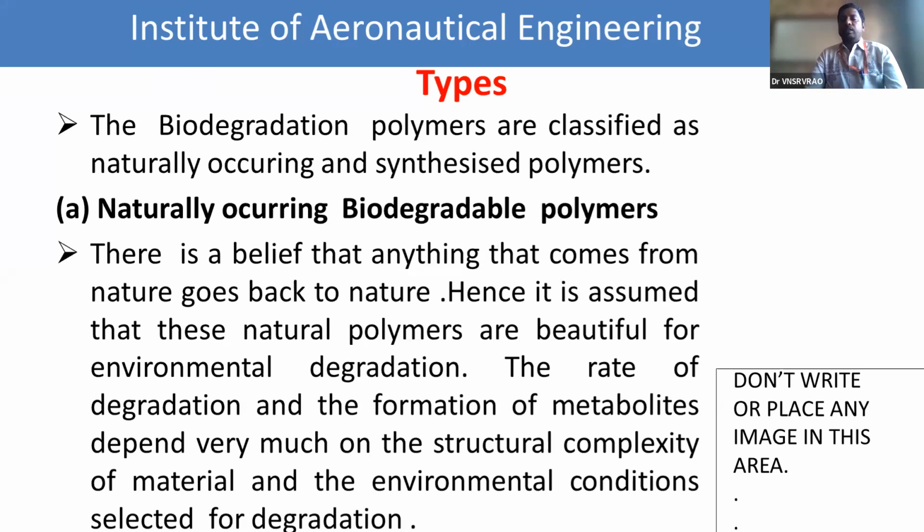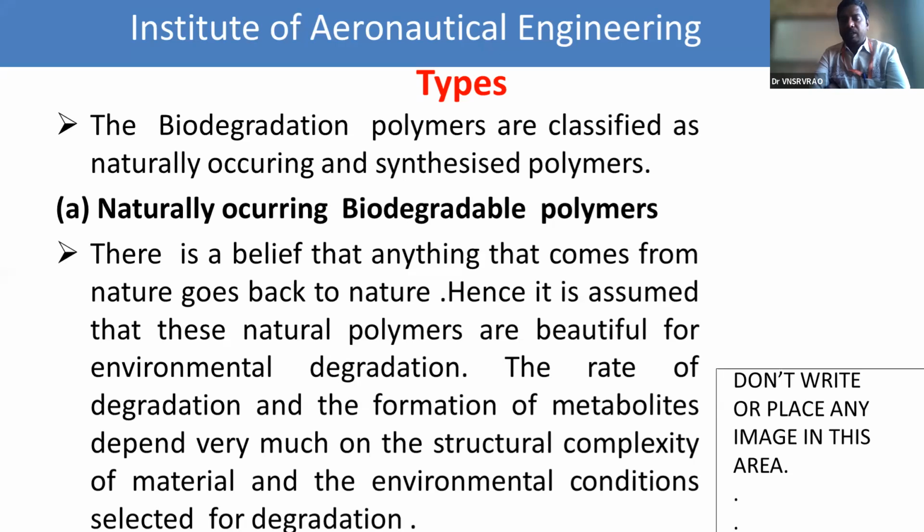So first of all, biodegradable polymers are classified mainly into two types. One is naturally occurring biodegradable polymers, and the second one is synthesized biodegradable polymers. Now let us start with the naturally occurring biodegradable polymers. There is a belief that anything that comes from nature goes back to nature. That means everything present in nature is a recycling process. Initially they start from the point of nature, and they go back to nature at the end point. Only then is recycling possible. Hence it is assumed that these natural polymers are beneficial for environmental degradation.